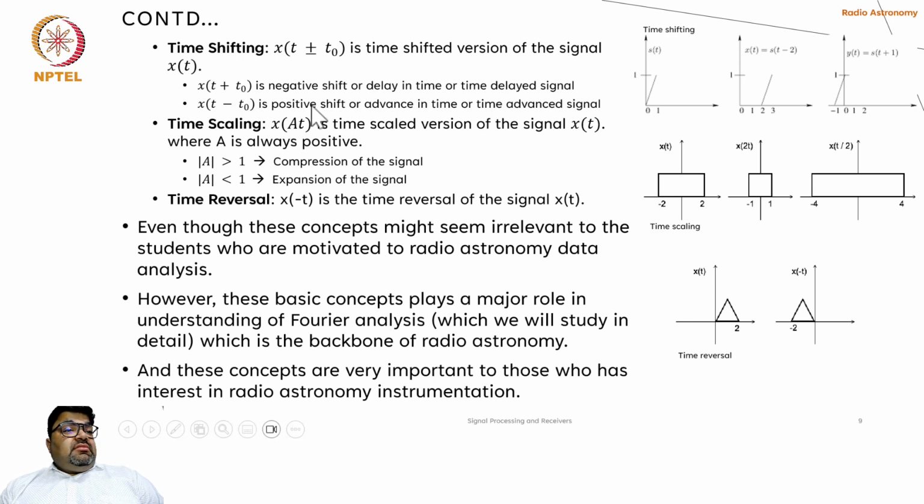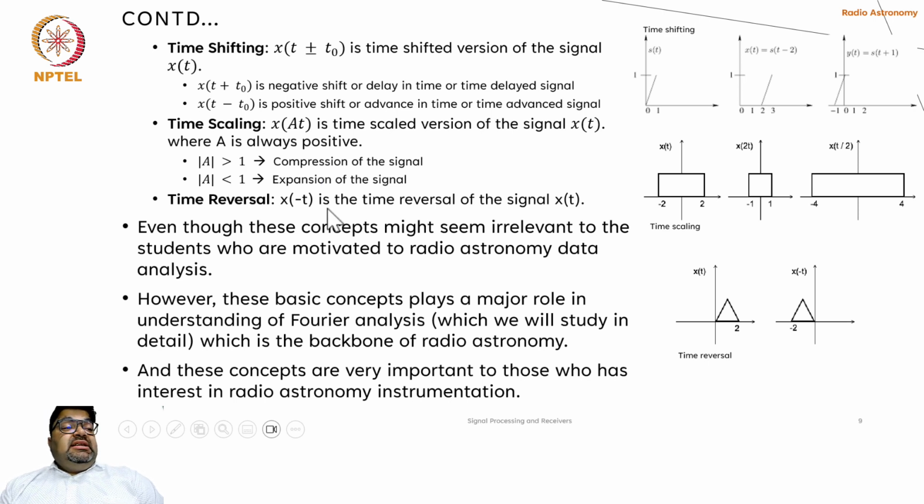So x(t + t0) is a negative shift or delay in time, a delayed signal, and x(t - t0) is a positive shift or advancement in time, a time-advanced signal. Time scaling: x(at) is a time-scaled version of the signal x(t). a can be greater than 1, corresponding to compression of the signal, or less than 1, corresponding to expansion of the signal.